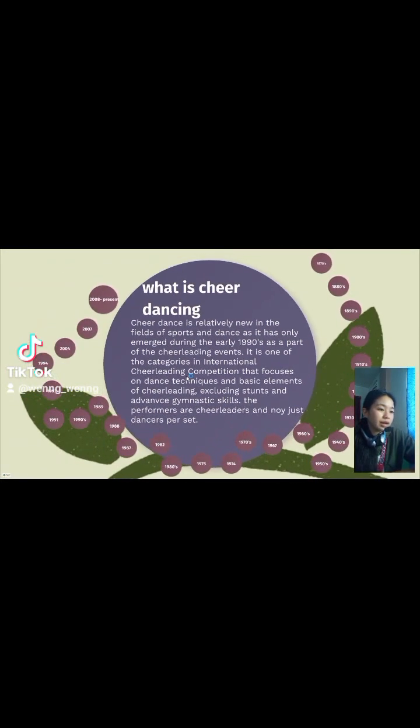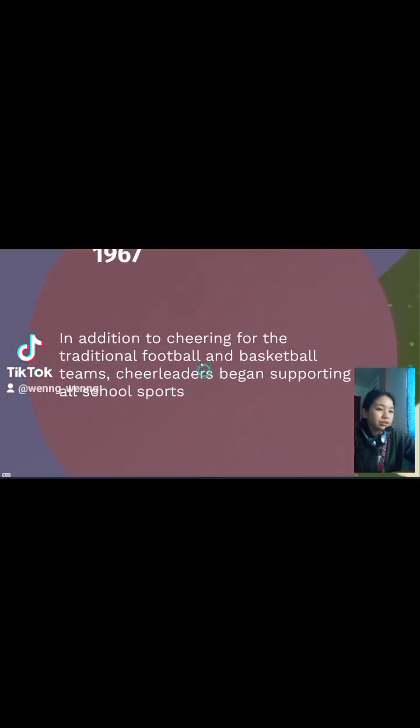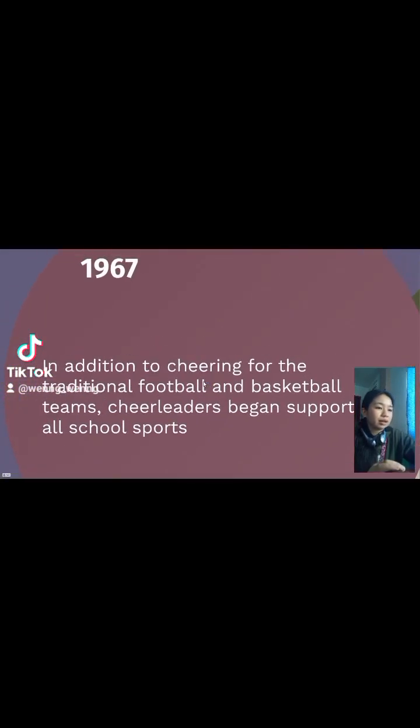So, let's jump to 1967. During this year, there was cheering for traditional football. With the use of a yell, a pom-pom, and different kinds of stunts, the basic elements of cheer dance appeared. We have the gymnastics and stunts.